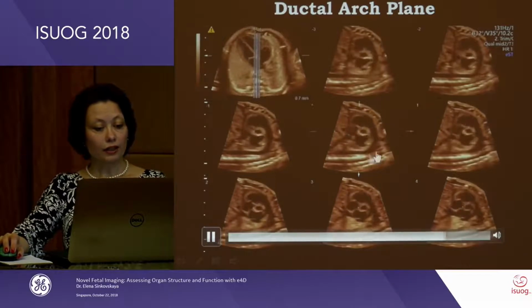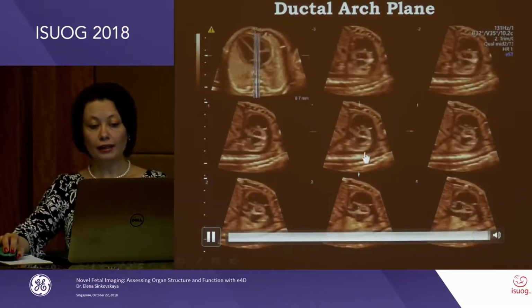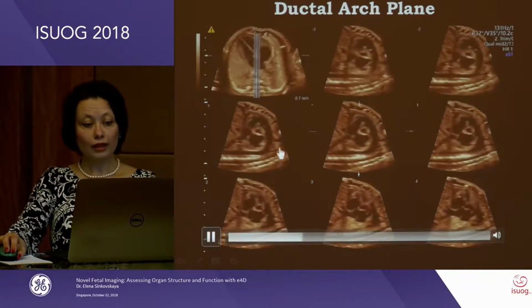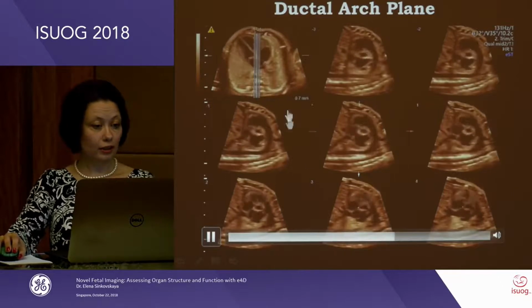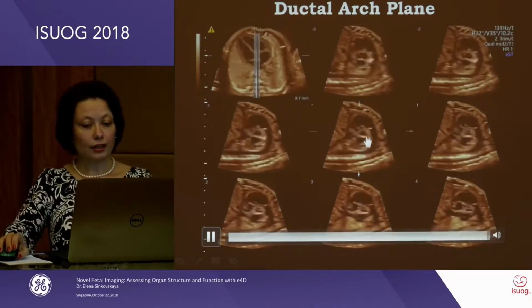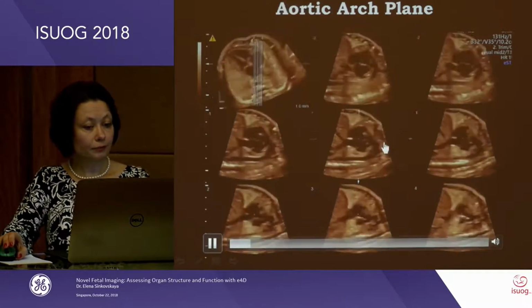And here is the very characteristic view as a hockey stick, as many of you know. And also you can see that these are several images of the ductal arch here, so that allows you to see kind of the thicker slice of this vessel.